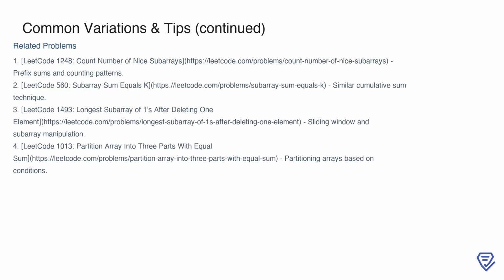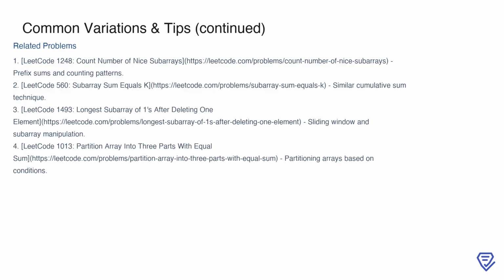To broaden your understanding of this problem's techniques, it's helpful to explore related problems that share similar patterns. For instance, LeetCode 1248, which involves counting the number of nice subarrays, utilizes prefix sums and counting strategies to solve the problem efficiently. Another example is LeetCode 560, where you calculate the number of subarrays that sum to a given value, again relying on cumulative sum techniques.